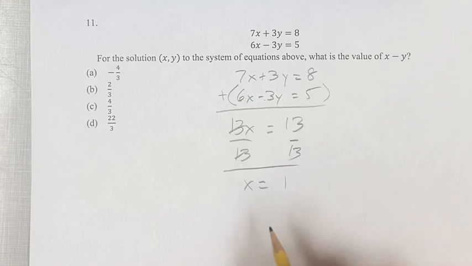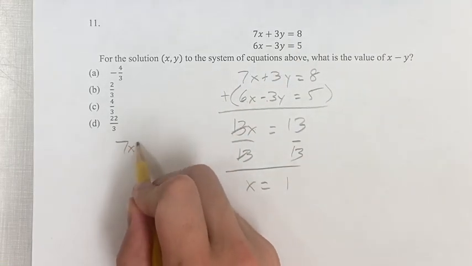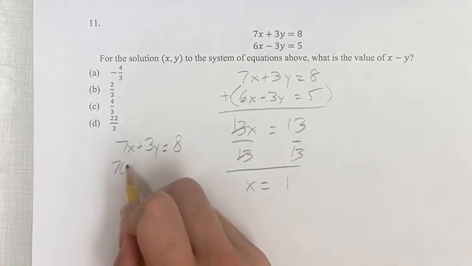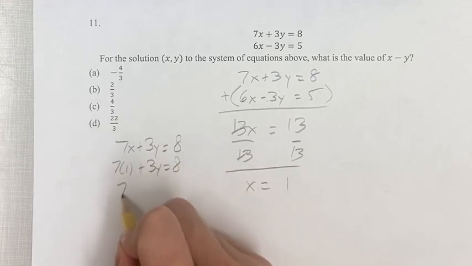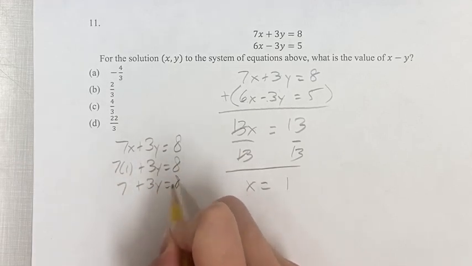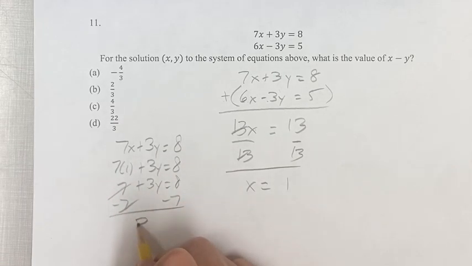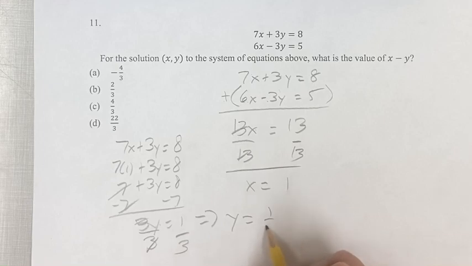We're looking for x minus y, so we also have to find y. Taking the first equation, 7x plus 3y equals 8, we know x is equal to 1, so we can plug it in. 7 times 1 plus 3y is equal to 8. 7 times 1 is 7, plus 3y is equal to 8. Subtract 7 on both sides. These will disappear. You get 3y is equal to 8 minus 7, which is 1. Dividing both sides by 3, you get y is equal to 1/3.